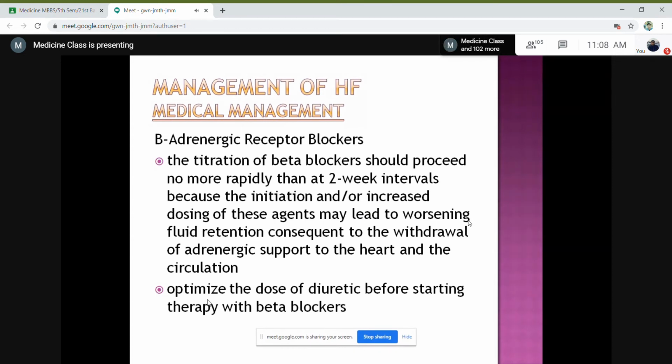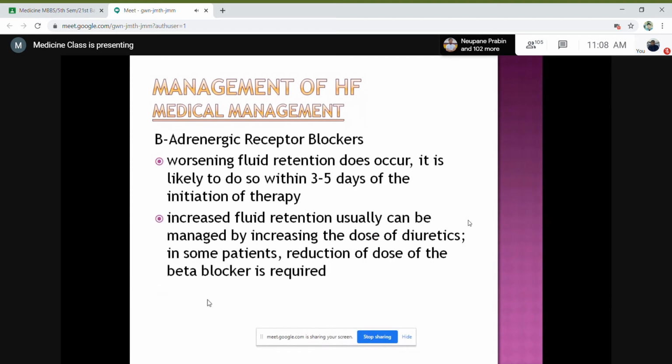Okay, so it is better to optimize the dose of diuretic before starting beta blocker. Since it has fluid-retaining property, it is generally advised to increase the dose of diuretics before starting beta blockers. As we have said, fluid retention occurs, and it is more likely to occur within 3 to 5 days of initiation of therapy.